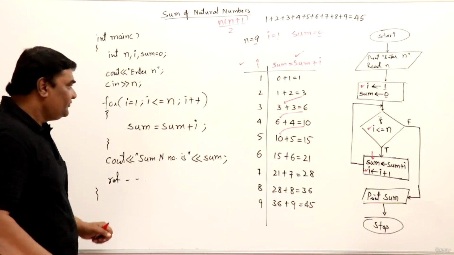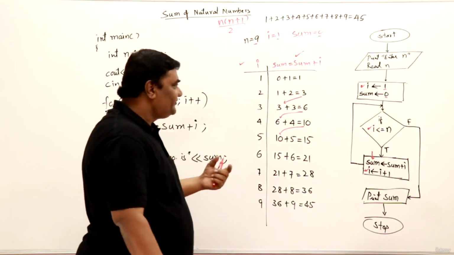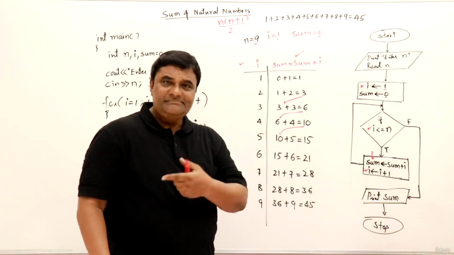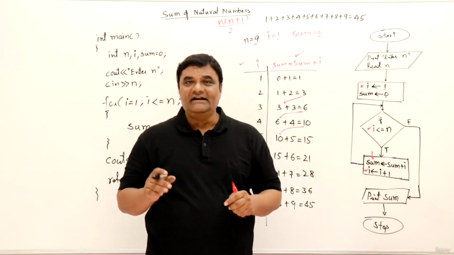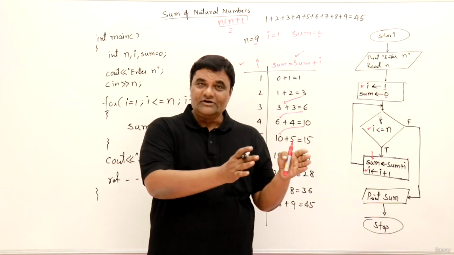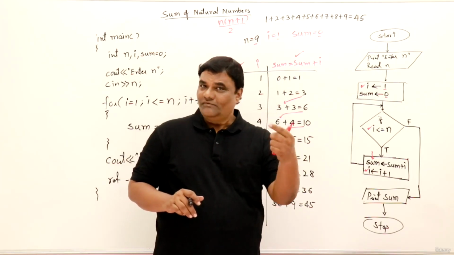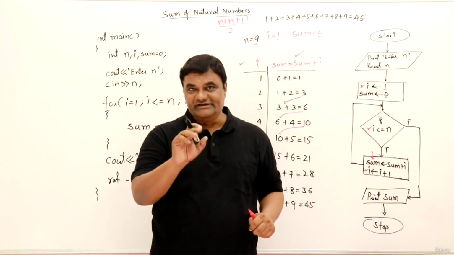Now a few more things I'll show you. Instead of using a for loop, if you say no, I will use a while loop, you can write a while loop also. But it's better with a for loop because you can understand that I is starting from 1 and stopping at n. You can clearly understand that. Otherwise you can change it to a while loop also. I'll show how to change it.